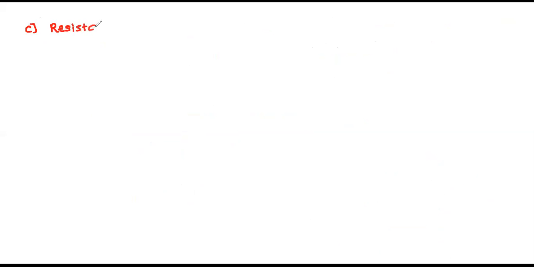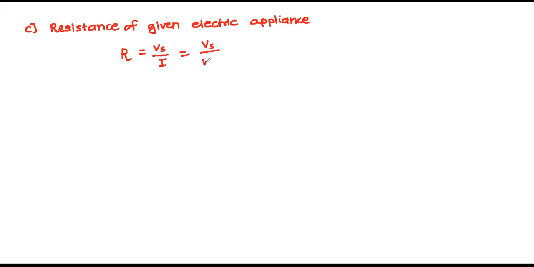Resistance of a given electric appliance: R is equal to Vs by I. And here I is equal to W by Vs. So that is equal to Vs square by W.